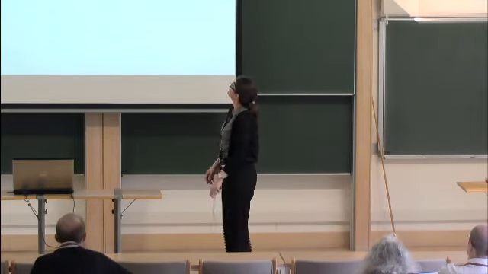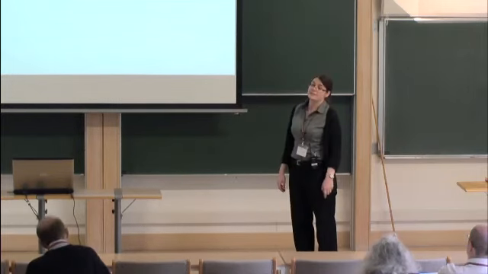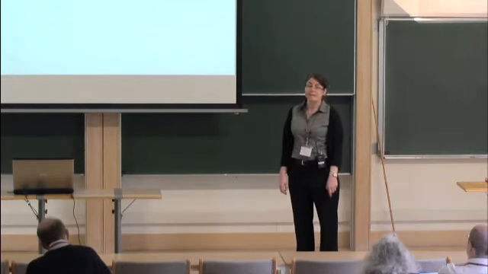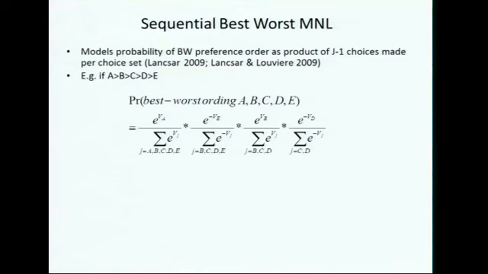Okay, so what we've called the sequential best-worst MNL model does is it models the probability of a best-worst preference order as the product of j minus 1 choices that respondents make in choice sets of size j. So it looks like a rank-ordered logit in that, but it's actually modelling the data in the way they were generated.